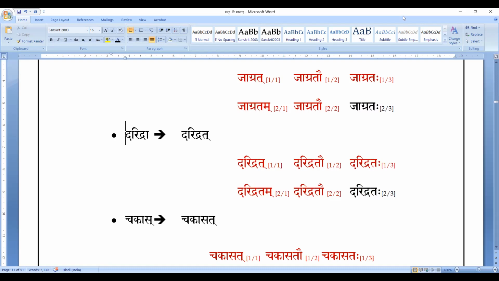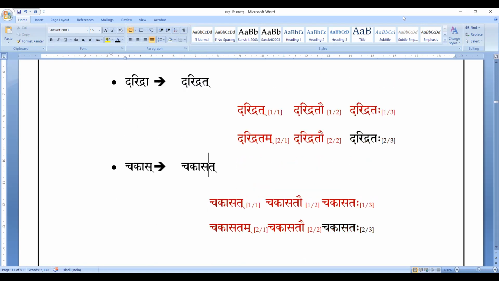And daridra, another anekach dhatu. So you will have some three or four anekach dhatus in this gana, second gana. Daridrat, the pratipadikam is daridrat, then daridrato, daridrataha, daridratam, daridrato, daridrataha. Okay, chakas dhatu, another anekach dhatu: chakasat, chakasato, chakasataha, chakasatam, chakasato, chakasataha.